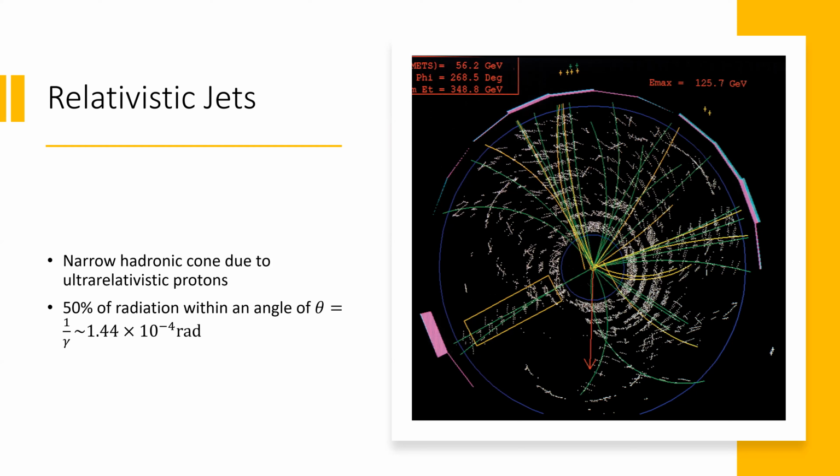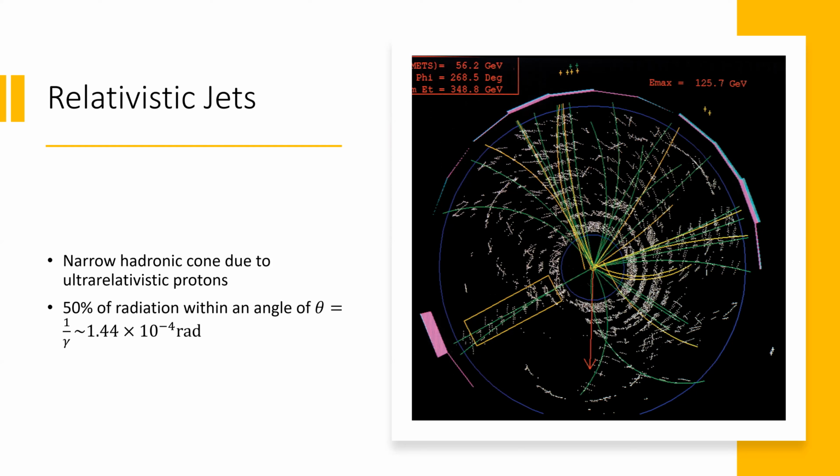It's a parameter that depends on the speed of the protons. With the speed that the protons are going in the LHC, this turns out to be about 1.4 times 10 to the negative 4 radians. If you want to convert it to degrees, that's something like 4.5 times 10 to the negative 3 degrees. It's like 0.0045 degrees roughly.